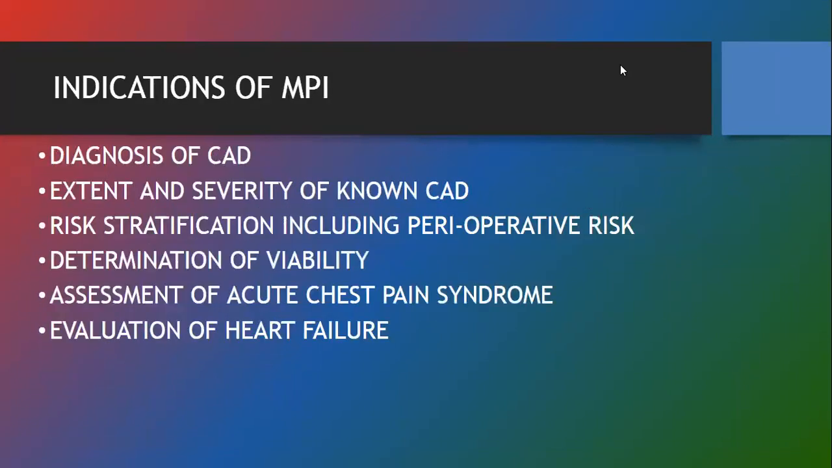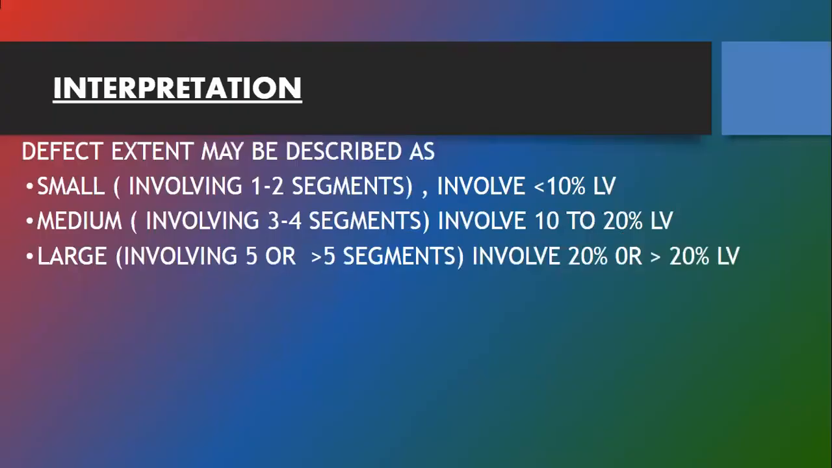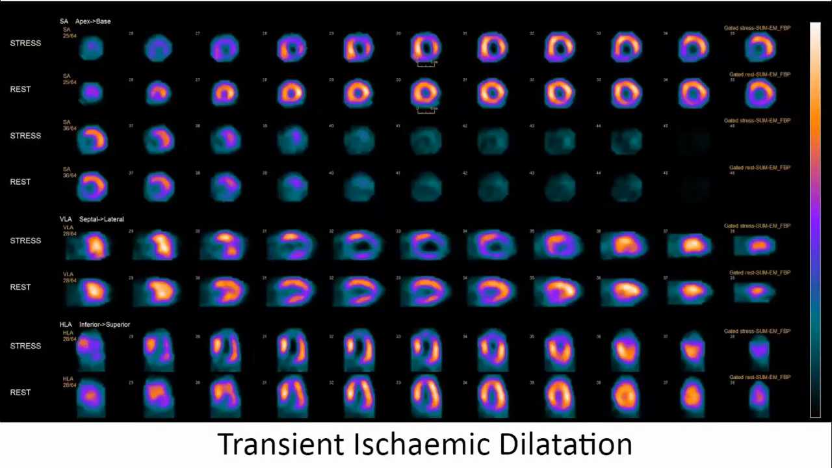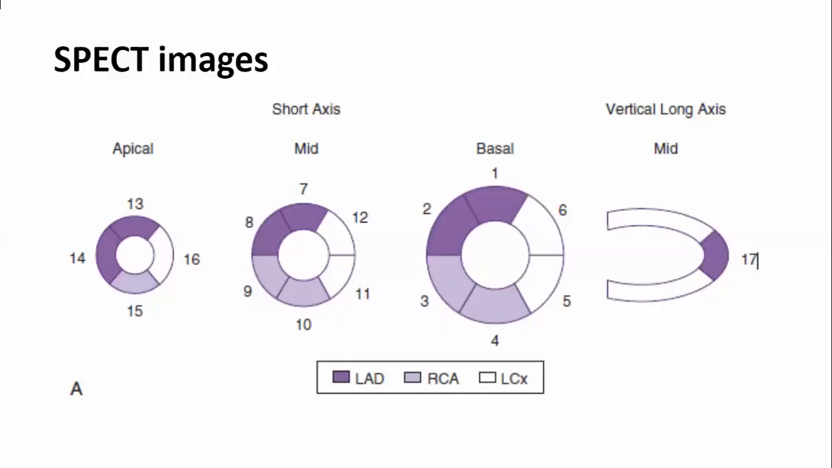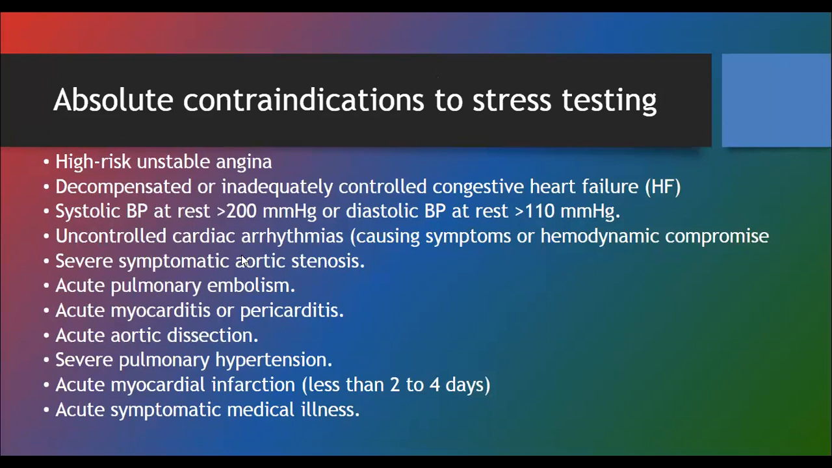Before proceeding further, going a bit back to previous slides which we had left. There are a few contraindications for stress imaging. You should remember these: unstable angina, high systolic blood pressure, ongoing arrhythmias, severe symptomatic aortic stenosis, pulmonary embolism, acute myocarditis, pericarditis, and myocardial infarction within 48 hours.